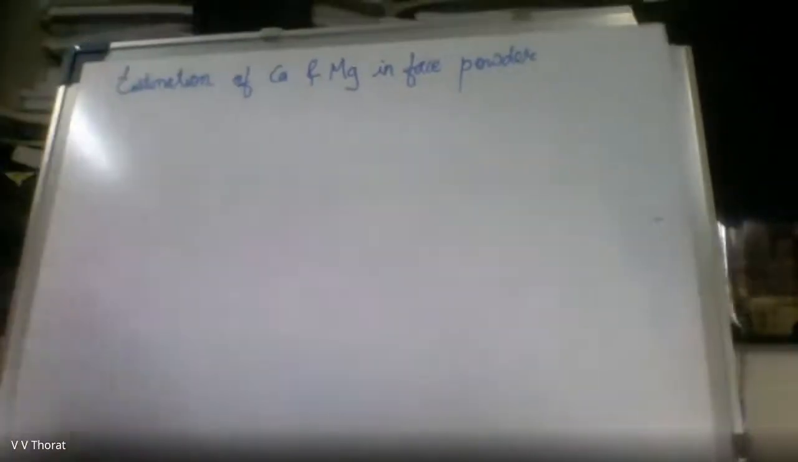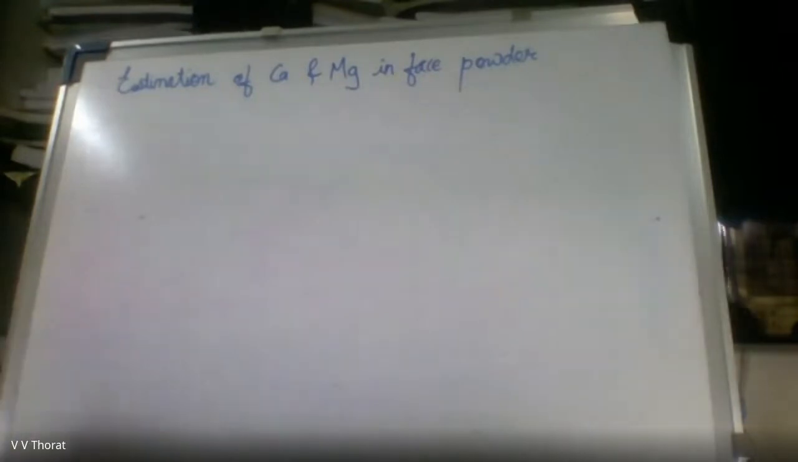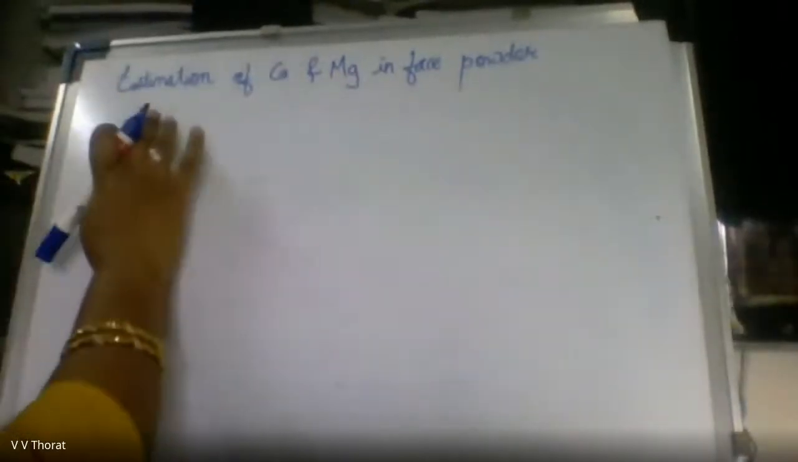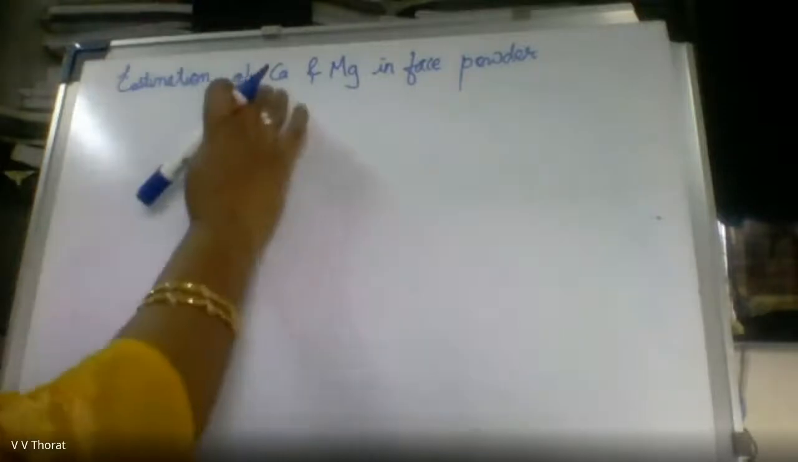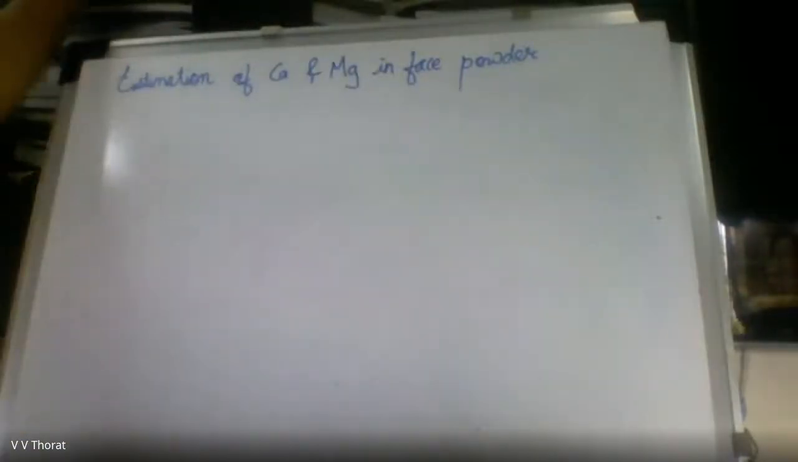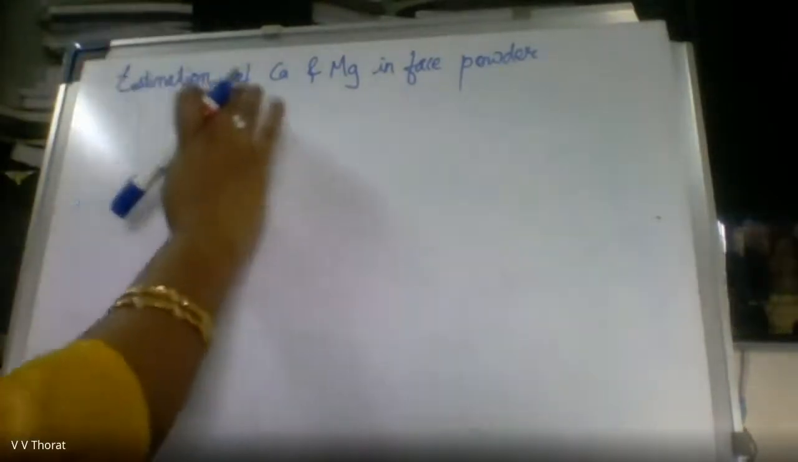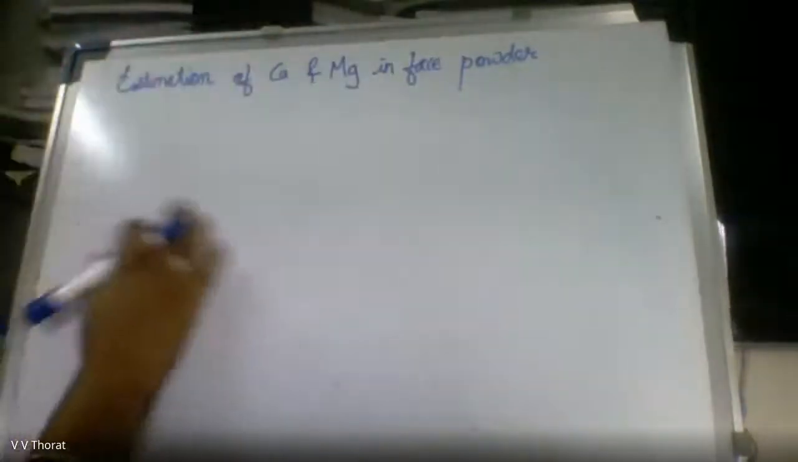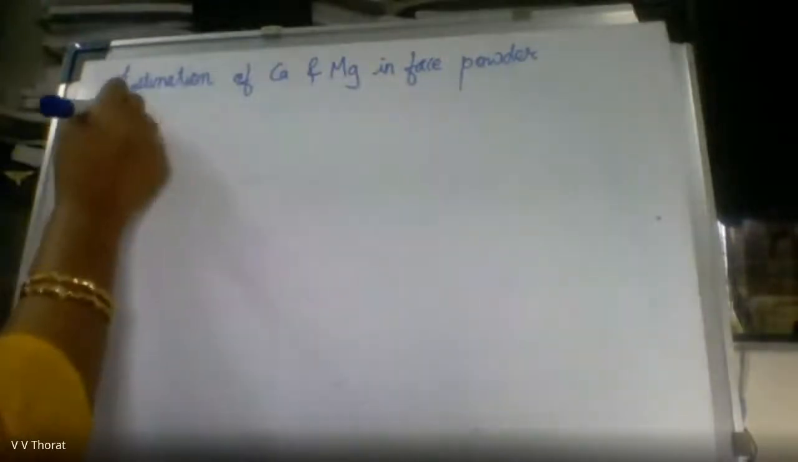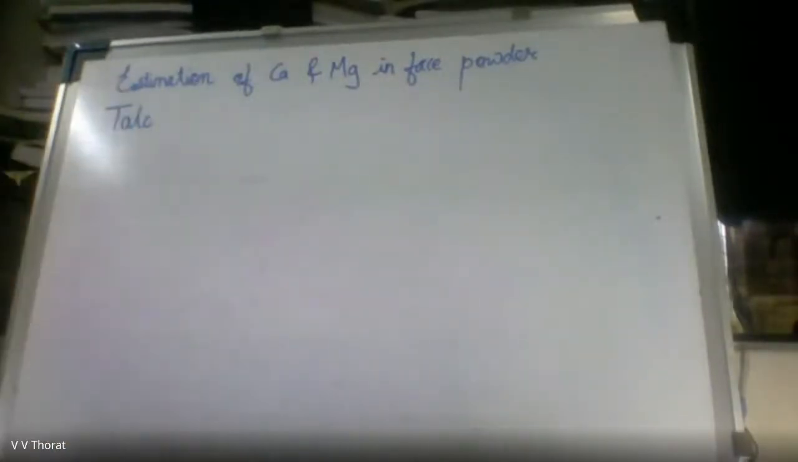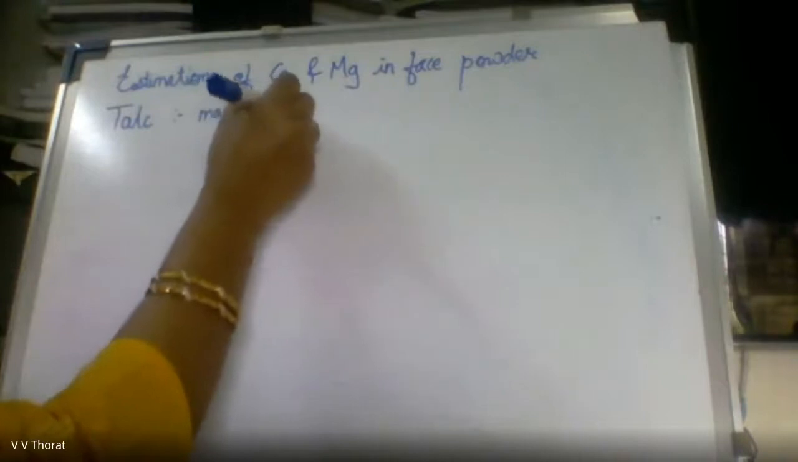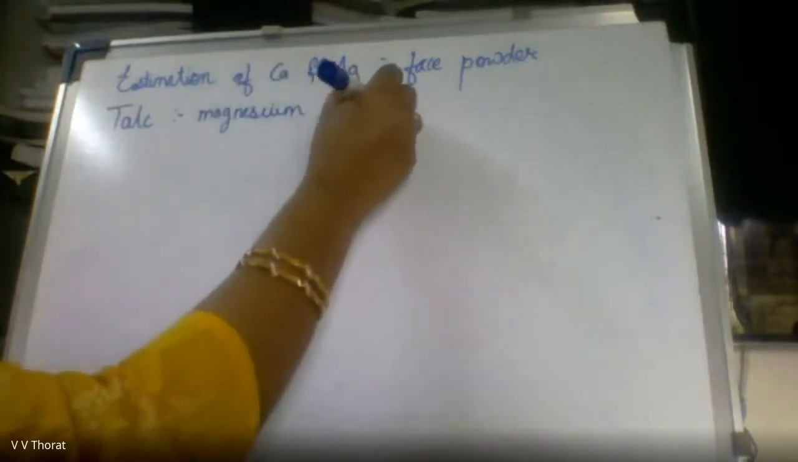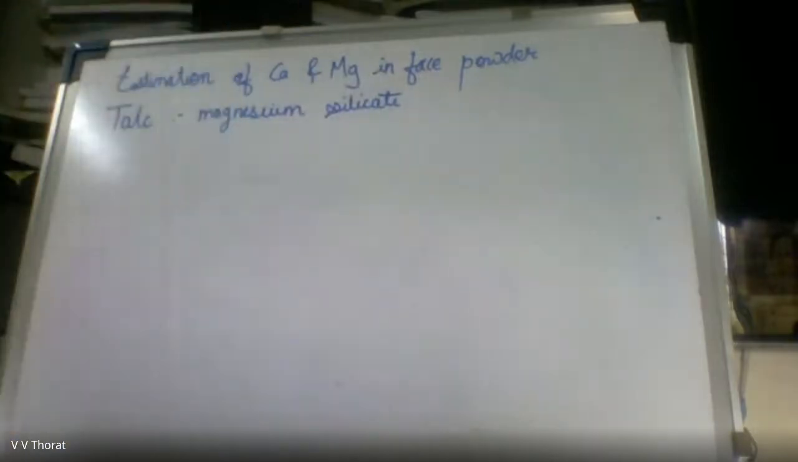See, I will explain the theory of the experiment and then I will show you the demo. Today's experiment is estimation of calcium and magnesium in face powder. Now, in face powder the main constituent is talc. What we apply on our face is a talc mineral, and it is mainly magnesium silicate.